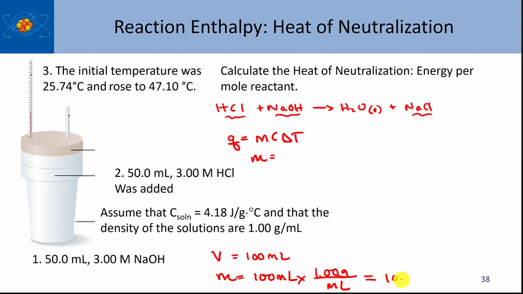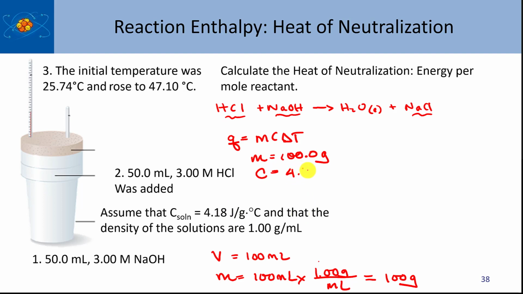And so this will end up being 100 grams. So this is, with 4 sig figs, the mass of my solution based on my density. Now, my specific heat, they tell you to use 4.18, and this is actually fairly realistic. Pure water at around room temperature would be very close to 4.184, but by adding some material to the solution, the heat capacity or specific heat of the solution changes just a little bit.